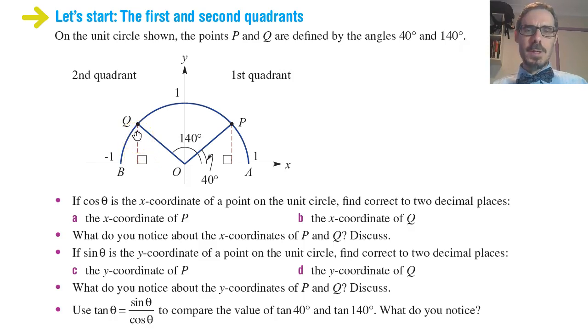What about the x coordinates? Well, if this is 40, then this distance here is going to be the same as this distance here, right? But this is positive and this is negative. So actually the x-coordinate of P is going to be the same size as the x-coordinate of Q, but Q's is going to be negative.